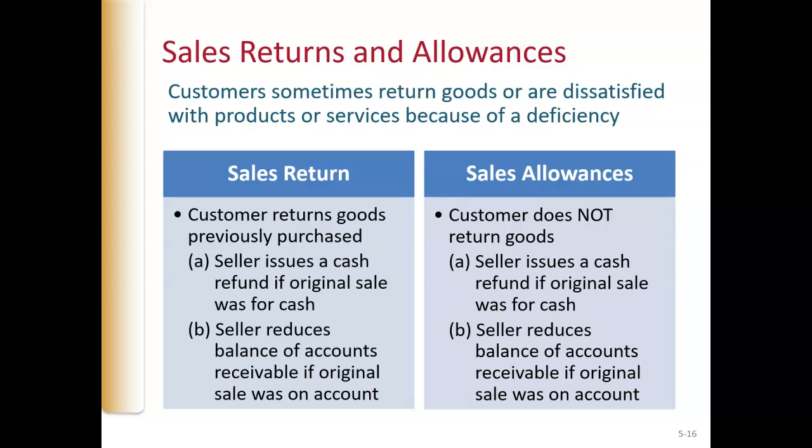And so as a result, the person who sold those goods, the seller, might issue some kind of special deal. So know that with a sales return, when the customer returns the good, the seller either issues cash or, if it was done on account, reduces the accounts receivable. For a sales allowance, the seller is going to either issue some cash or reduce the accounts payable.